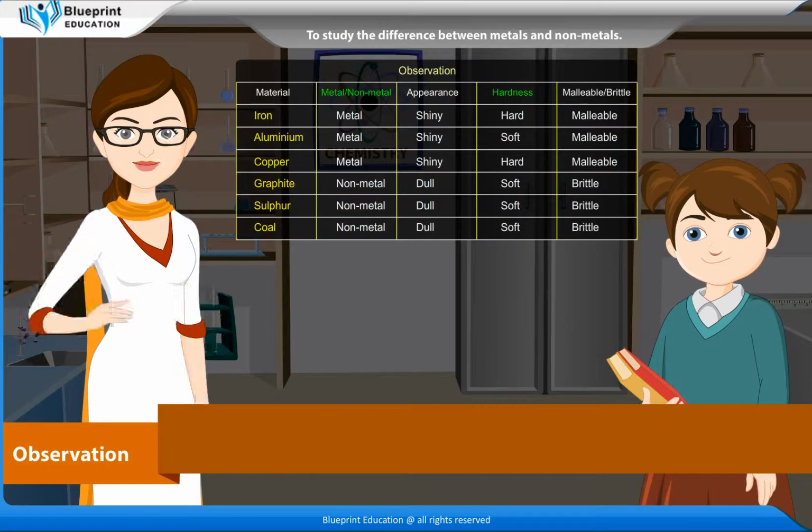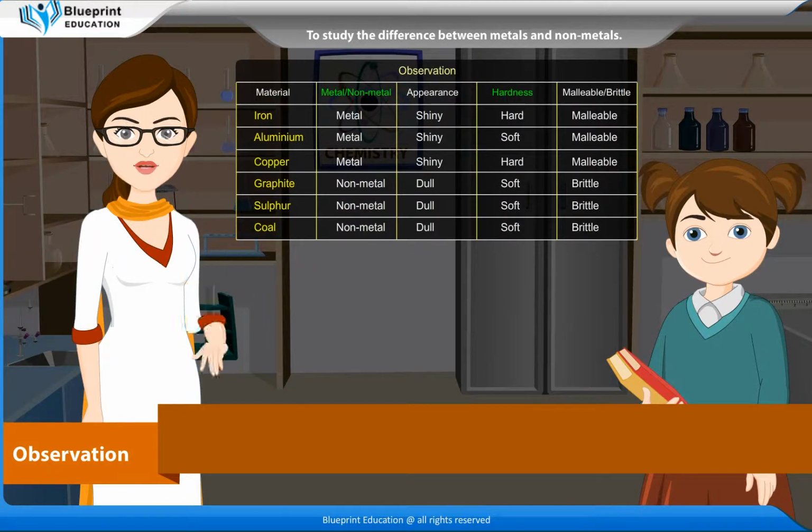Observation: material, metal or non-metal. Appearance: hardness, malleable or brittle. Iron, metal, shiny, hard, malleable. Aluminium, metal, shiny, soft, malleable. Copper, metal, shiny, hard, malleable.